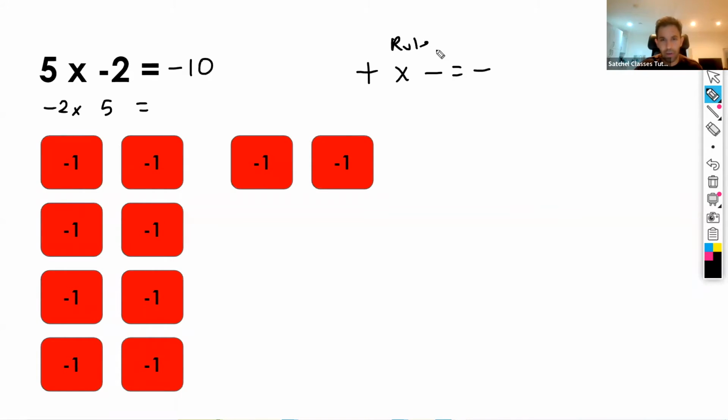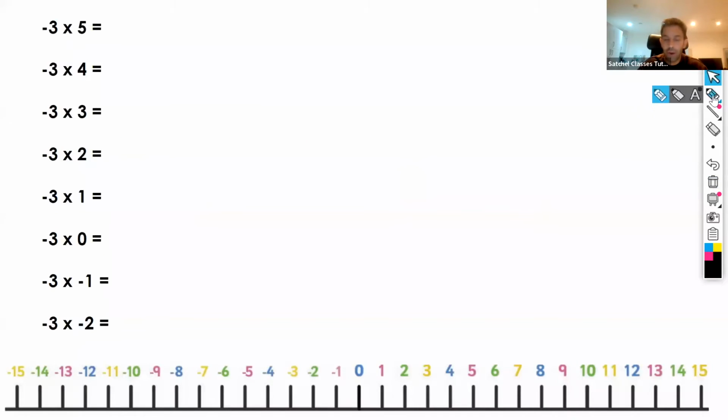So this is one of the general rules you need to remember, but hopefully this helps you understand why a positive multiplied by a negative gives you a negative answer. All right, now that we know a negative multiplied by a positive gives us a negative answer.